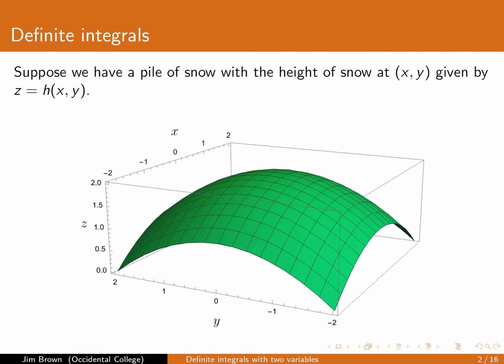So here's our pile of snow that's in green for some reason, but all right, this is a fairly familiar surface for us, but we're just going to call it h(x, y) rather than giving it a particular name here. And maybe we want to calculate how much snow is actually in this pile.